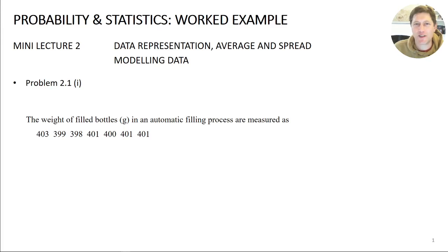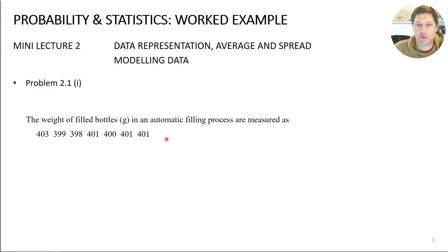Hi, we've got a worked example to go with mini lecture 2. This is problem 2.1 from the question sheet. And the problem is that we have a filling line, which is filling bottles in an automatic process. We want to know something about the variation and the average of the fill of each bottle.